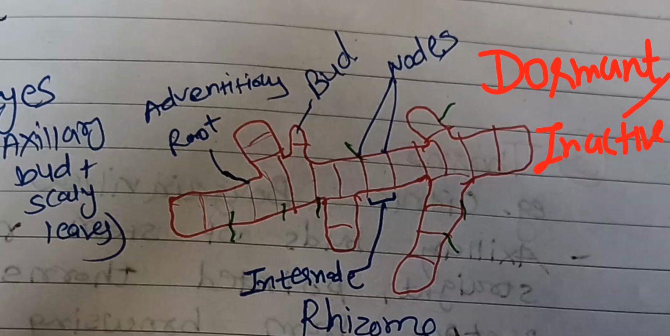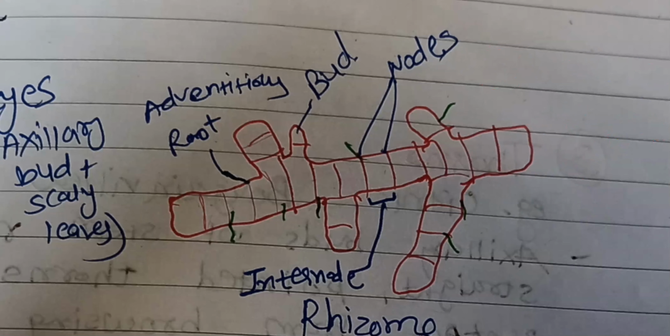So these organs, the stored food organs, help the plant to grow in unfavorable conditions also. Remember. Next, another example is ginger.